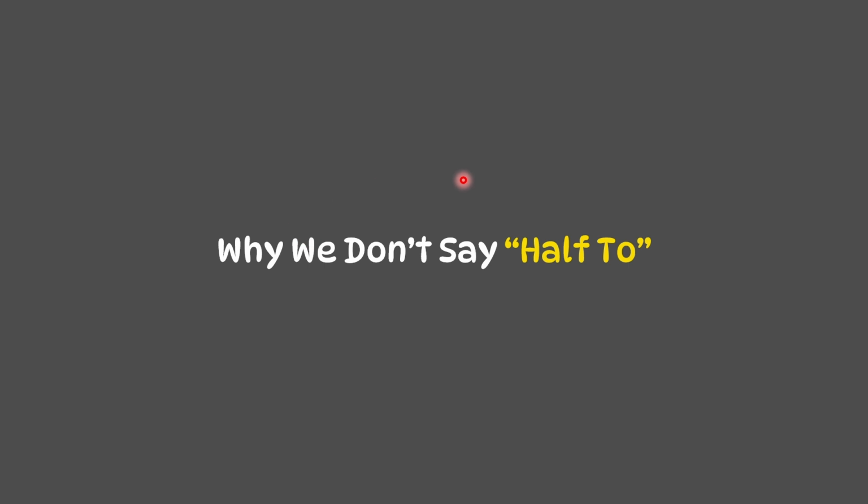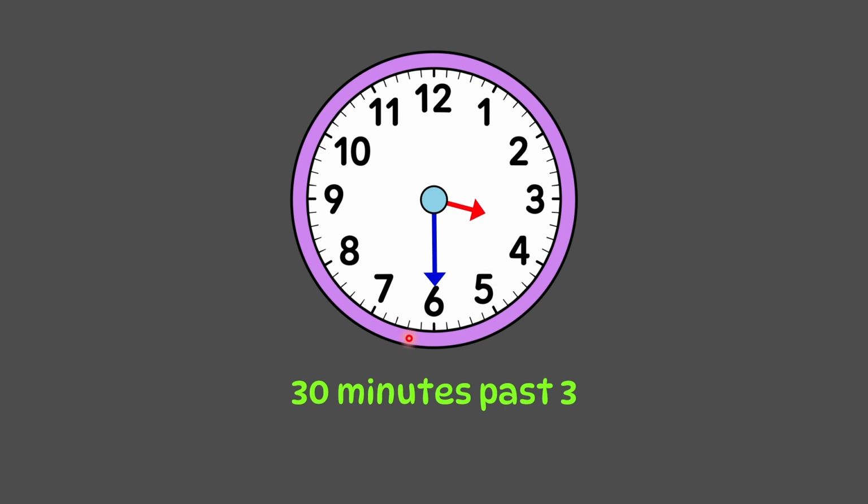Now you might ask, why don't we say half to 4? In this clock, it's 30 minutes past 3. So we say half past 3 and not half to 4 because the time is still in the middle of the hour. We only start using "to" when we are closer to the next hour.